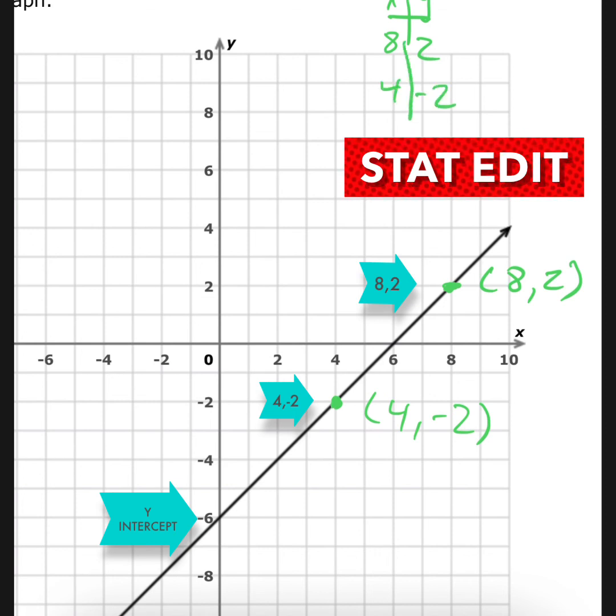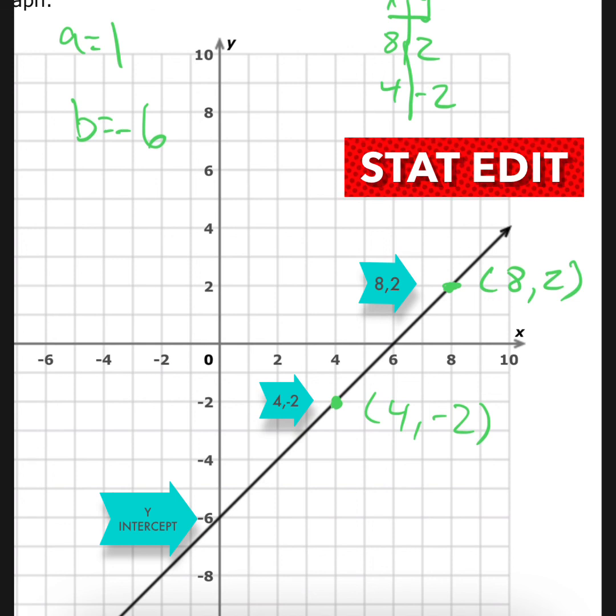And when you put that in the calculator, okay, you're going to get an A value and you're going to get a B value. Remember, stat calc 4. So for your A value, you're going to get 1. And then for your B value, you're going to get -6.